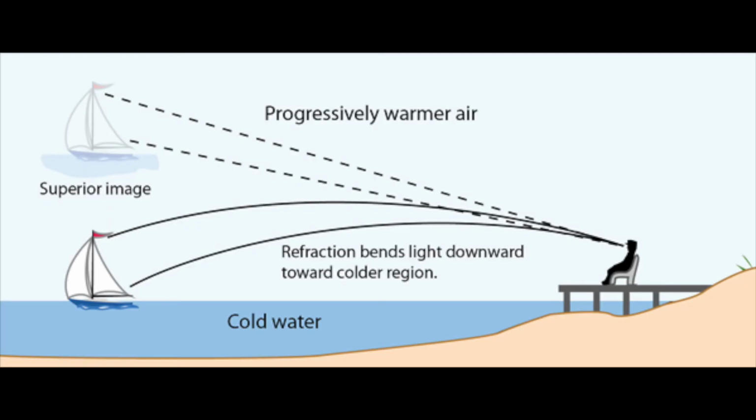This diagram might give you a better idea of what I'm trying to explain. You can see the cold water on the bottom and then the warmer air up at the top. We can see the refraction of light bending downwards toward the colder water. And you can see the little guy observing all of this. You can see his brain doesn't understand that he's viewing bent light, so he thinks he's viewing it traveling in a straight line again, just like an inferior mirage, and so he sees this boat above where it's actually located.